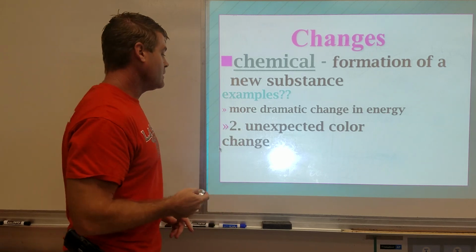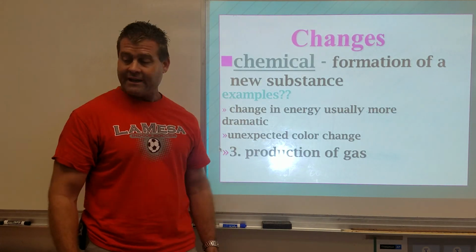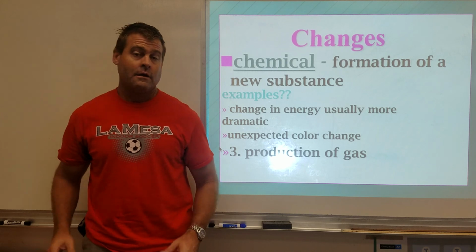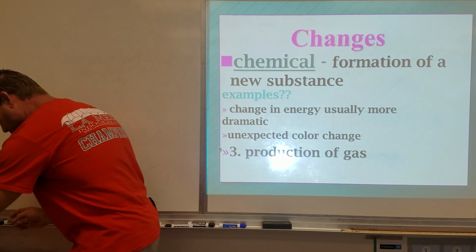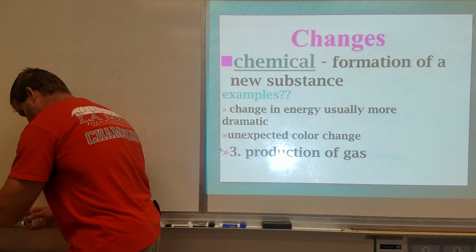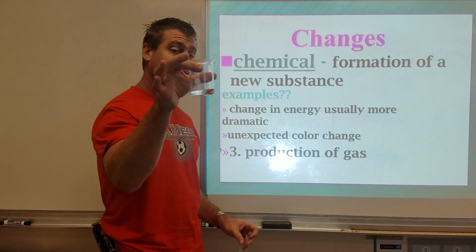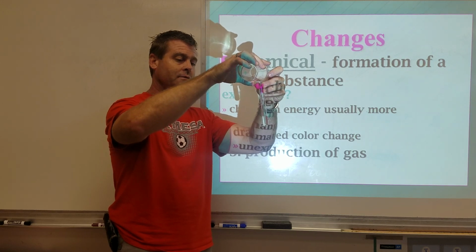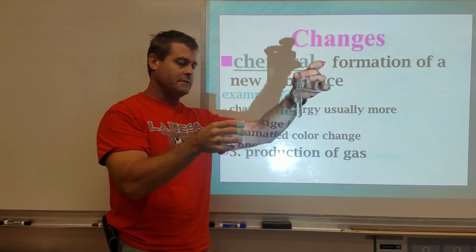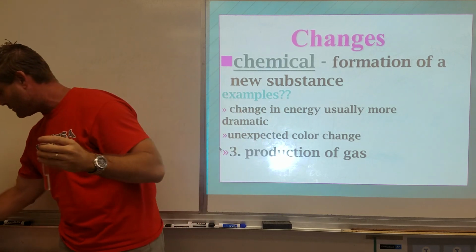Okay, another thing you could look for is the production of a gas. For example, here we'll do another one. Once again, I'm going to use my acid. This is hydrochloric acid. Put it in my test tube. And you guys see, we often use test tubes for chemical reactions. Once again, it's a clear liquid.